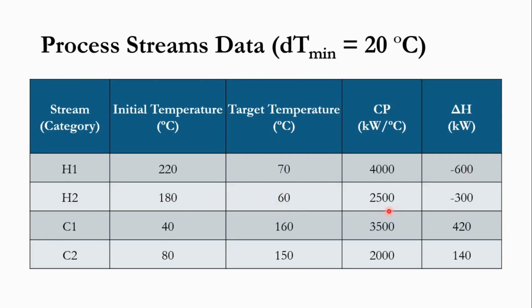Similarly, for H2, C1 and C2, we have been given the conditions over here. And more importantly, the delta T minimum is the main parameter which is given to us as 20 degrees centigrade. The entire pinch analysis revolves around this parameter. Our objective is very simple: recover as much heat as possible internally and minimize the external utilities load. So let's quickly move to Aspen Energy Analyzer and solve this problem, obviously with the help of an Excel sheet.